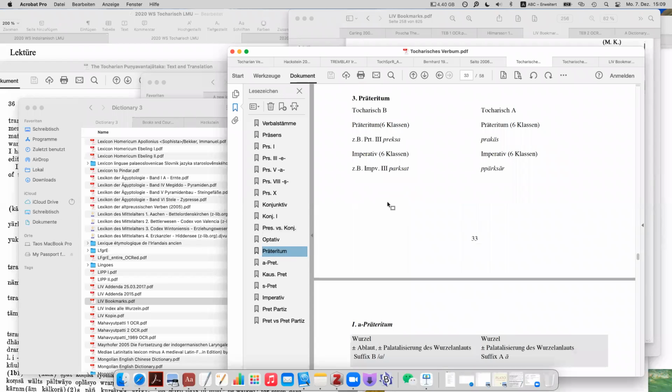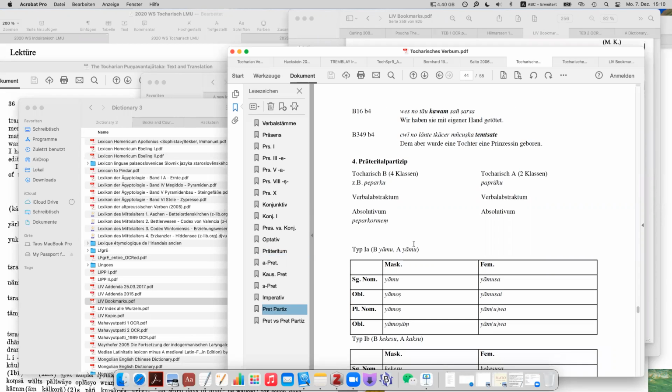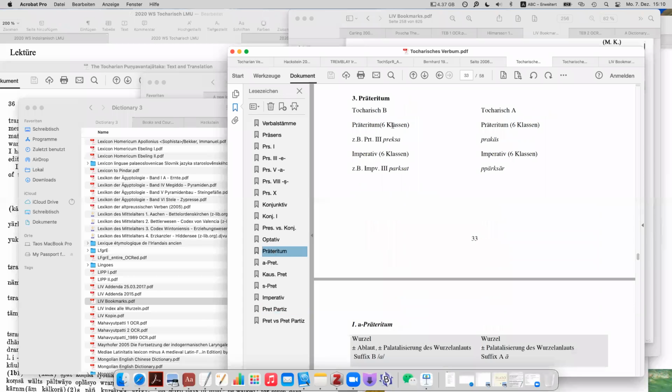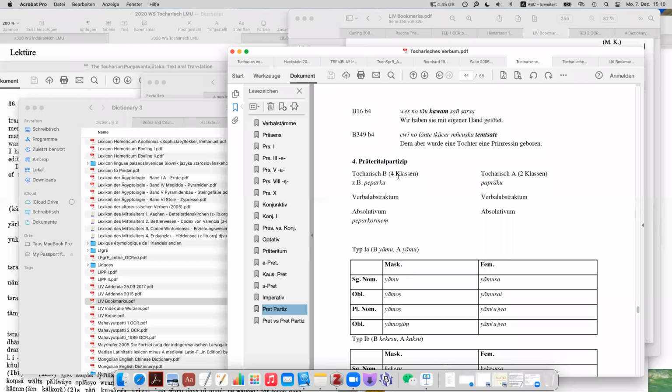So preterite is also a little bit complicated. We can talk about the different forms, and then after that we can talk about the participle, the preterite participle. So for the preterite we have 6 different classes, and for the participle we have 4 different classes.